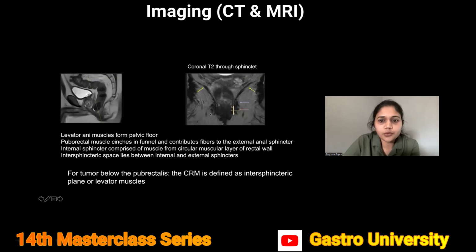Levator ani muscles form the pelvic floor. These are best seen on the coronal T2 planes as horizontal. The puborectalis muscle cinches in the funnel and contributes fibers to the external anal sphincter. For tumors below the puborectalis, the CRM is defined as the intersphincteric plane or the levator muscle. So if the tumor has invaded the intersphincteric plane or the levator muscles, then it becomes a CRM-involved tumor.